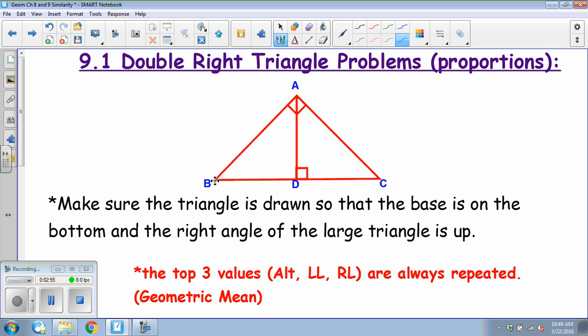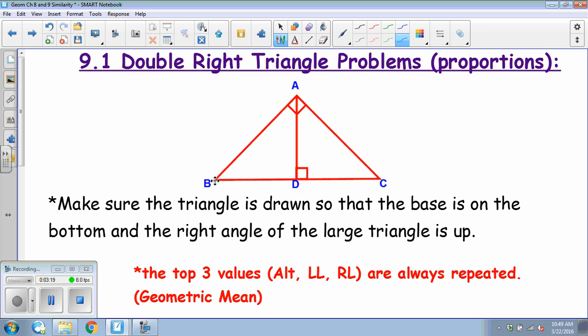Now, the top 3 values, the altitude, the left leg, and the right leg, are always the ones that are repeated. They're called the geometric mean. Mean means average, right? So if I just told you, find the geometric mean between the numbers 7 and 6, you would multiply those numbers together and then take the square root. That's how you find the geometric mean.